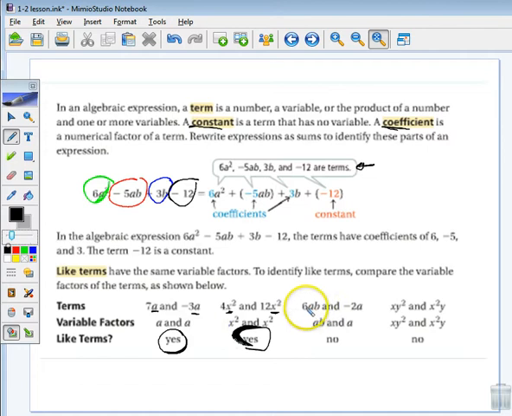Over here on this side, we have 6ab and negative 2a. Now we have ab and a.